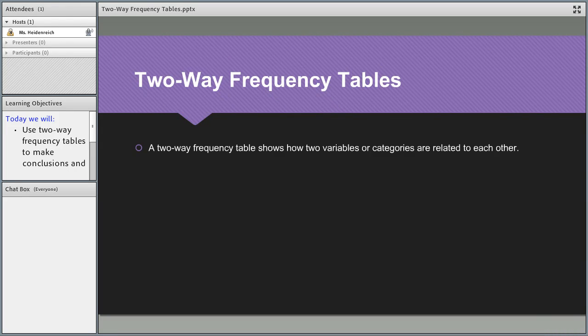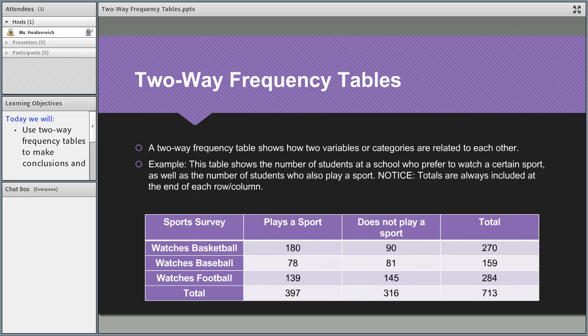All right, so a two-way frequency table shows a little bit more information, obviously. It shows how two variables or categories are working together. So here's an example, again with sports. In this survey, people were also asked a second question. They were asked, do you play a sport?